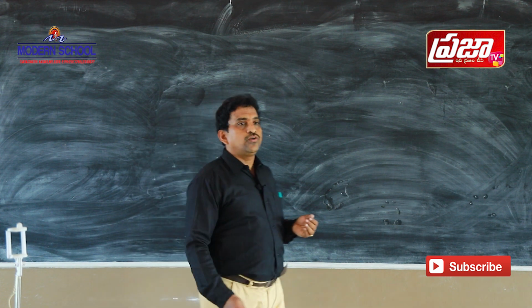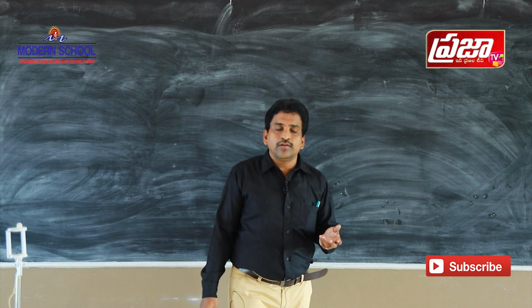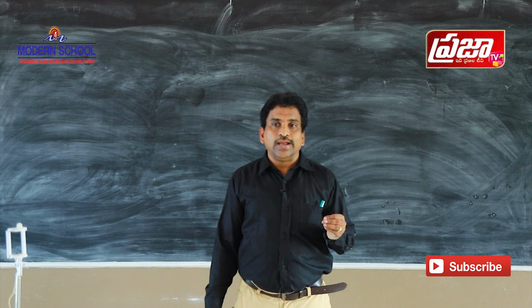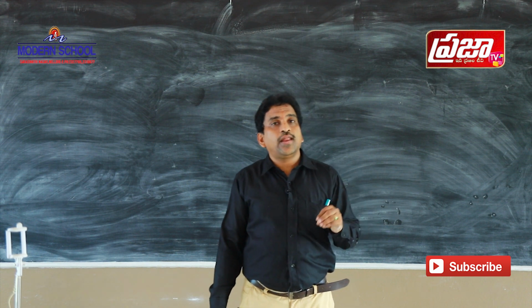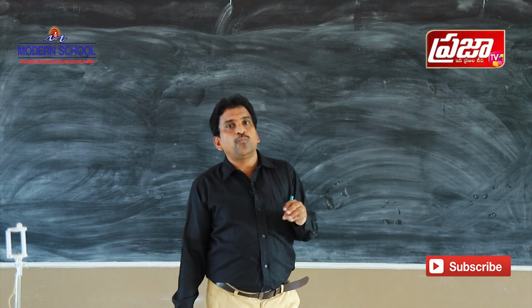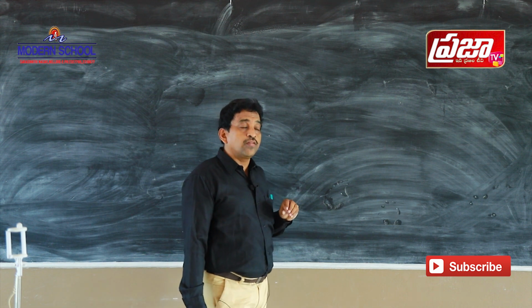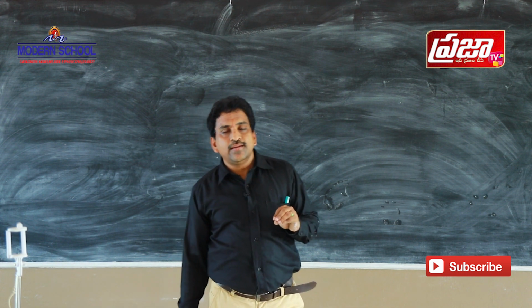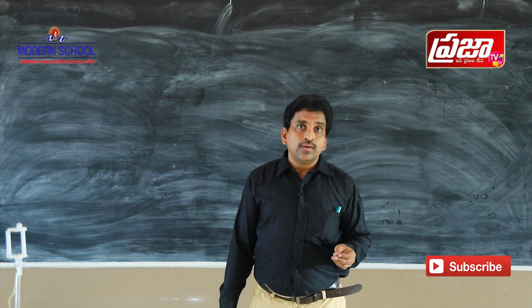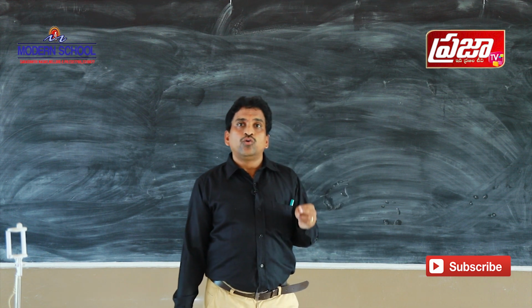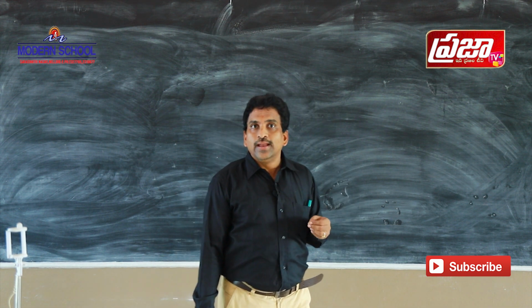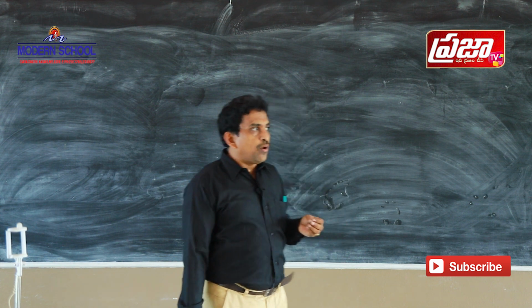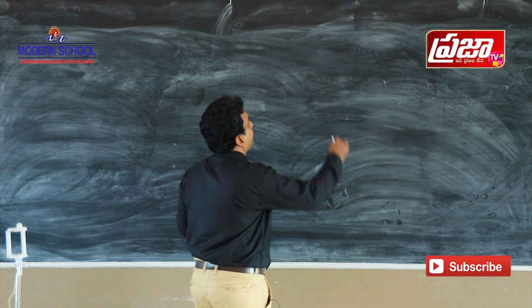Okay, you know well what a transversal is. A line which intersects two distinct lines at two distinct points is called a transversal. Now I am going to draw a transversal.